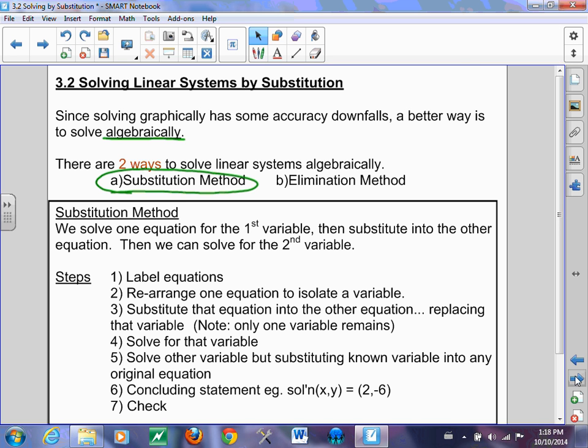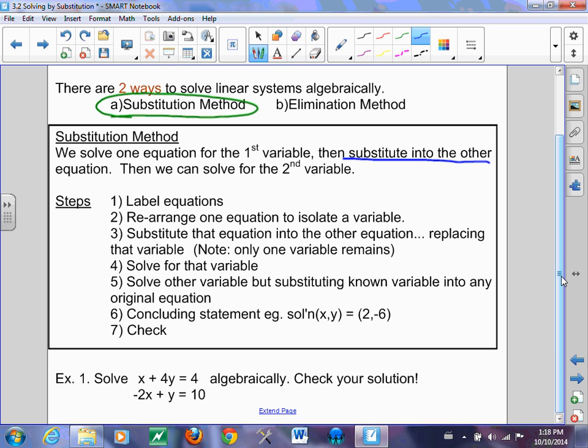So here's the key for the substitution method. You're going to solve one equation for the first variable, then substitute it into the other. So we're going to sub one equation into the other, and then we can solve for the second variable. So the name itself will tell you what to do. Substitution means we're subbing one equation into the other to remove a variable. Some of these steps you'll notice are the same, but many are going to be different. So label equations 1 and 2. We're used to doing that, and you'll do that for all 3 methods.